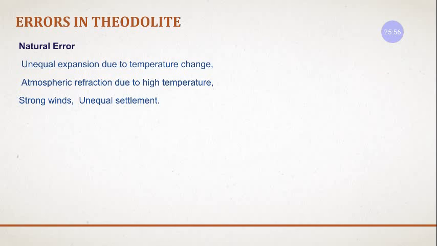So we have to try to minimize these errors. The instrumental errors can be checked by cross verifying the readings. Mainly personal errors are important to be checked, whether the readings have been taken properly, whether the centering is done properly or not, leveling is done properly or not. You have to keep these things in mind while sighting the object and reading. These are in the control of the person, so they have to be minimized.